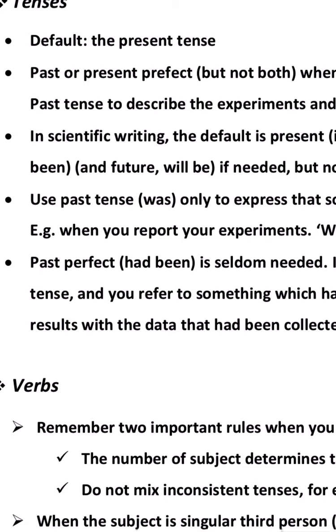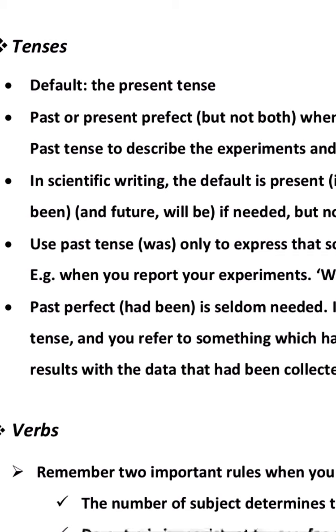Now you can also link the past with the present, the present perfect, and the future. This is the example I gave you: I have done the experiment, I have made the experiment, and I will get the results.